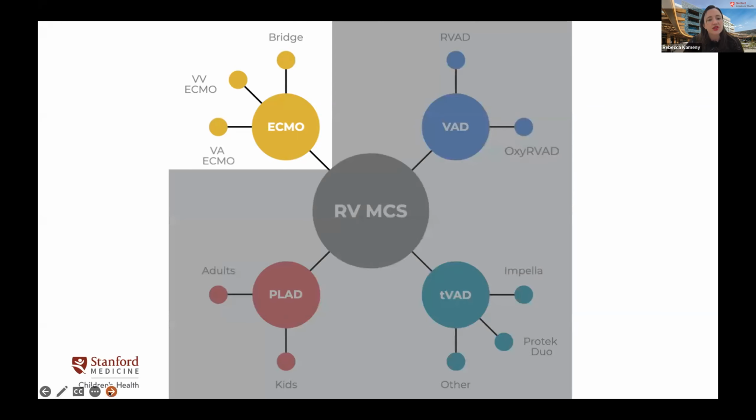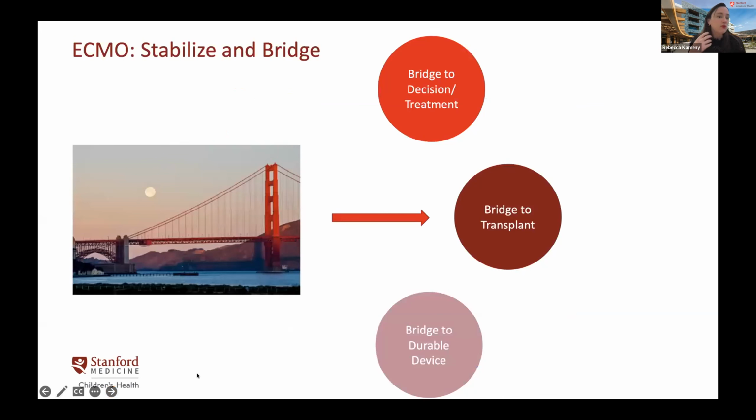So starting first with ECMO, I think this is kind of what we're most familiar with, all of us taking care of these types of patients. And for a long time, it was really the only support strategy for the right ventricle. We use it a lot in emergency situations to stabilize patients, and it's an excellent strategy to use as a bridge. We use it often as a bridge to decision.